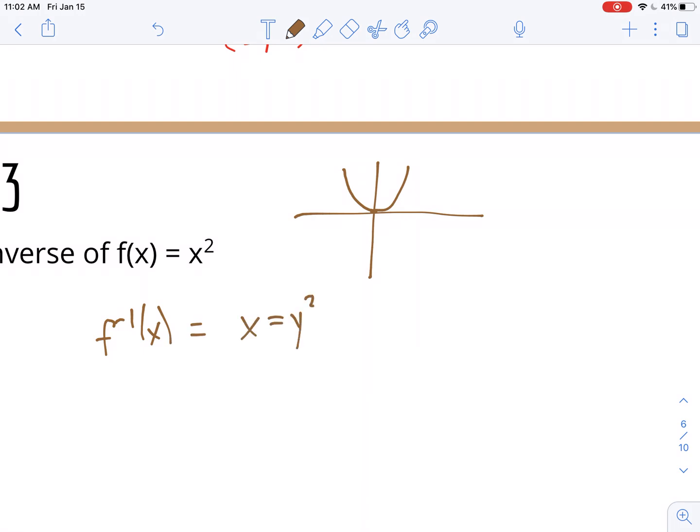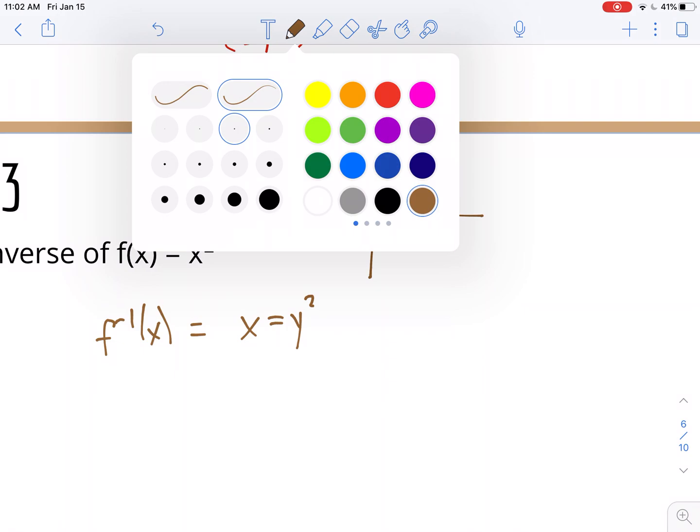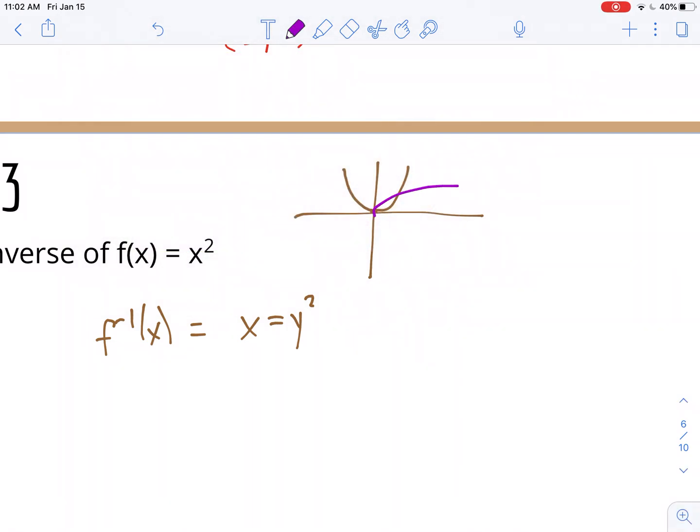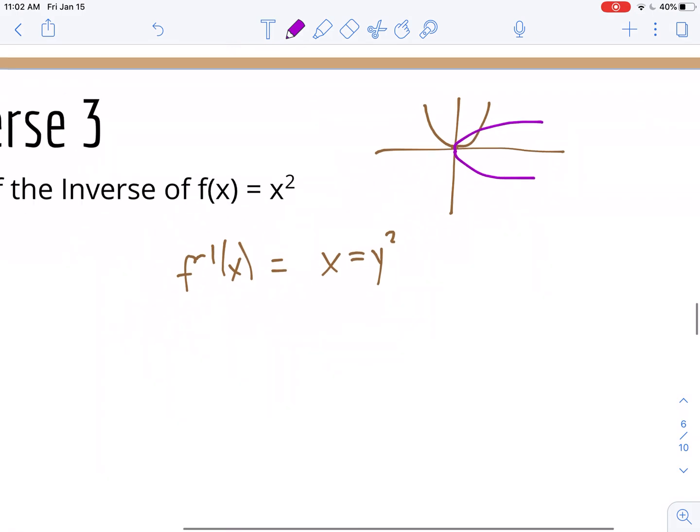But that's obviously not okay because we don't square our y's. This means that positive 2 and negative 2 have the same thing. The graph of this inverse function would look like this. That's not good for us. We don't like that.